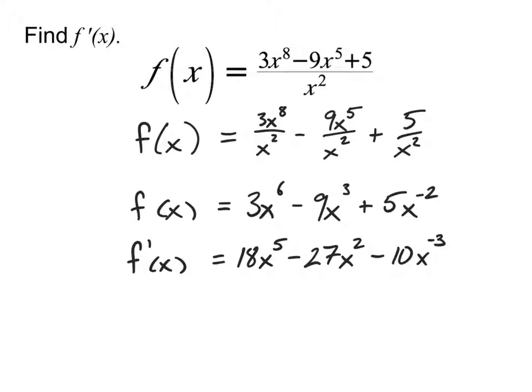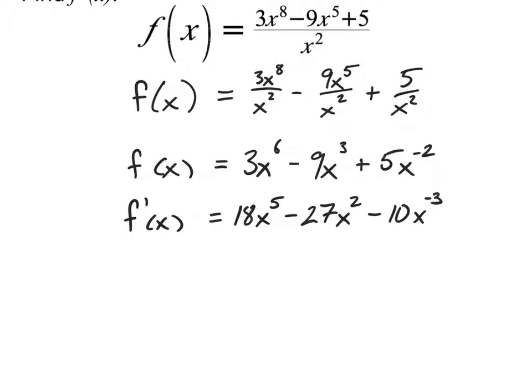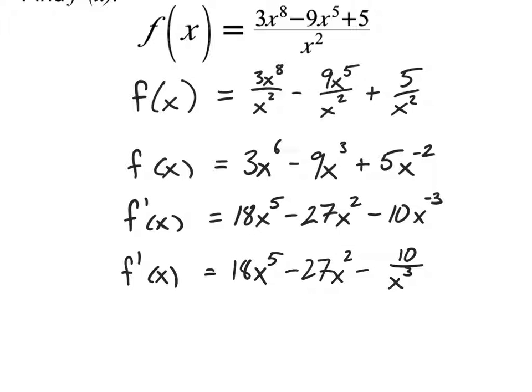And from here, when we talk about cleaning it up, we now have a couple options about what we can do. First of all, we do have that 10x to the negative 3. So I could go ahead and just clean up that part alone and turn this into 18x to the 5th minus 27x squared minus 10 over x cubed. And that's perfectly fine. But let's say you wanted to match the format of the original.